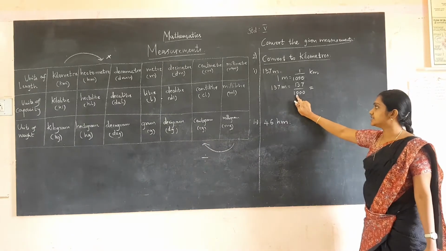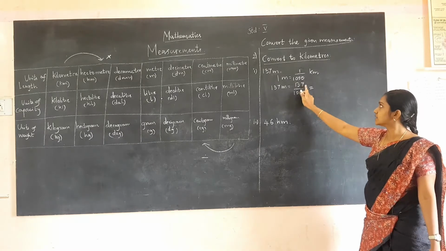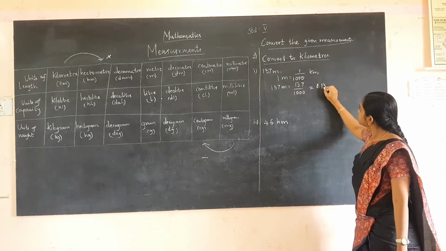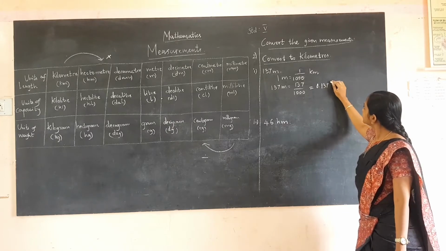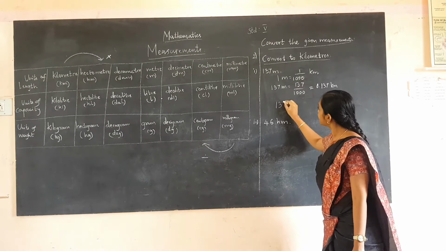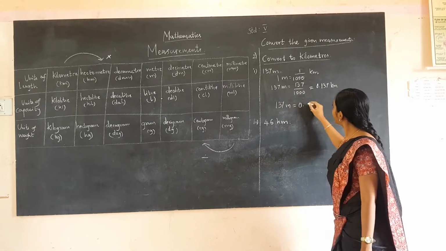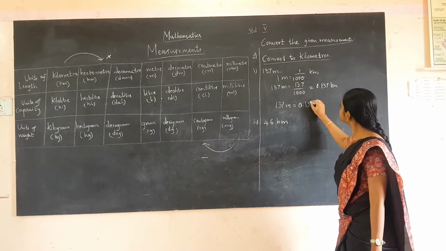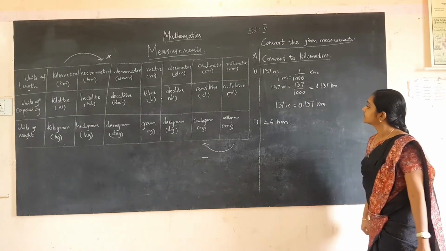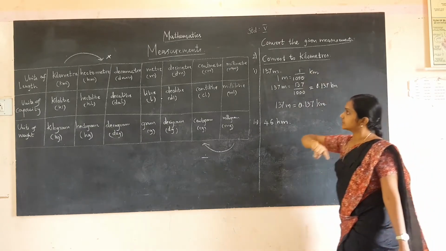Here we have 3 zeros. So we have to keep decimal point before 3 places. 1, 2 and 3. So it is 0.137 kilometer. 137 meter is equal to 0.137 kilometer. Next we are going to convert hectometer to kilometer.